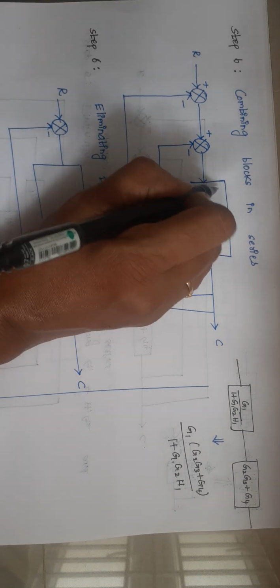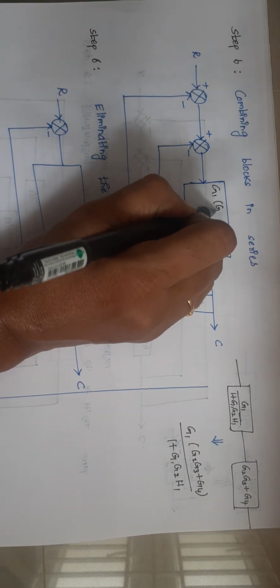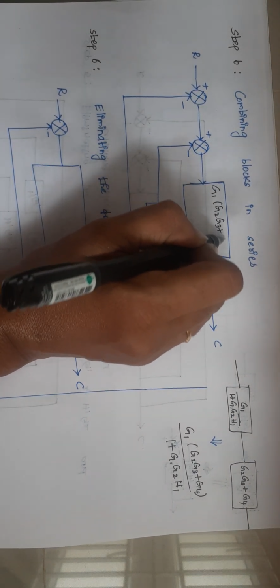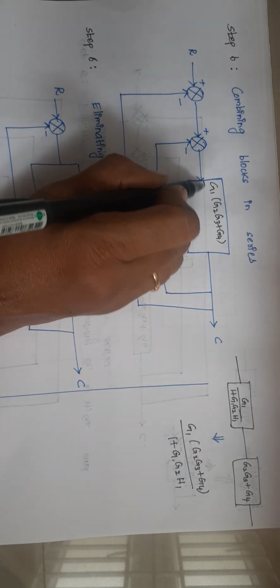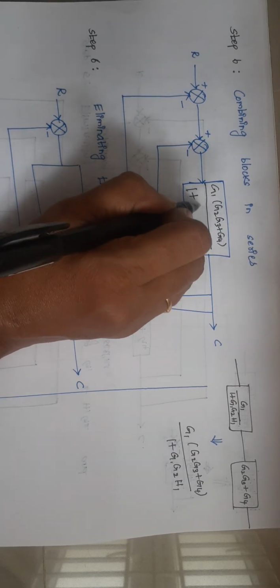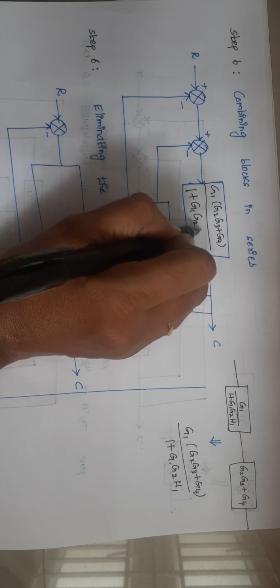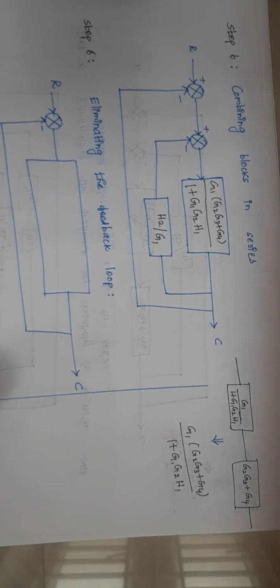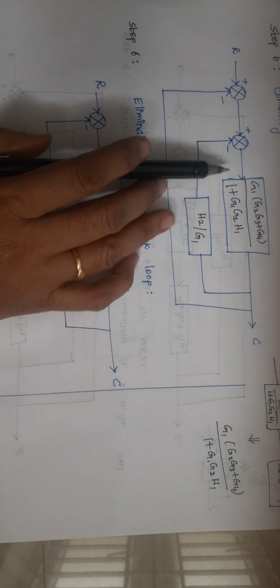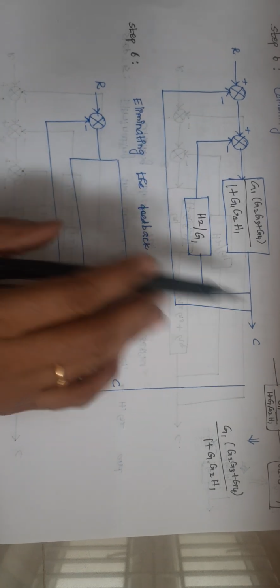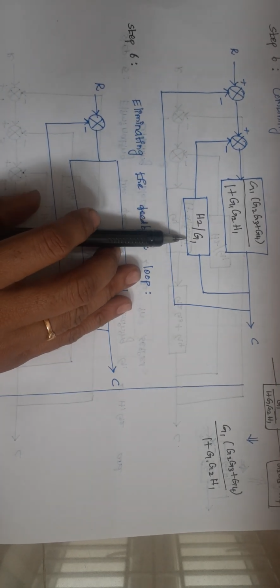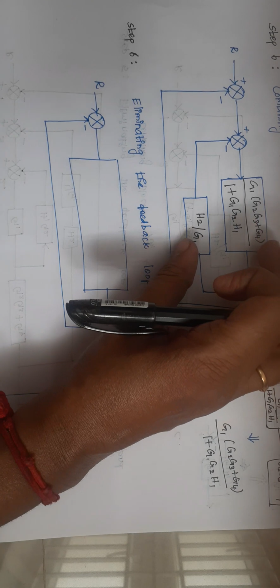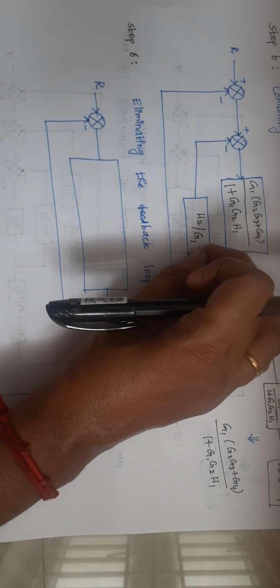So here we will have G1 into G2, G3 plus G4 divided by 1 plus G1, G2 into H1, right? Now this is your feed forward element, right? And this is your respective feedback element. Now I am going to reduce this feedback loop.